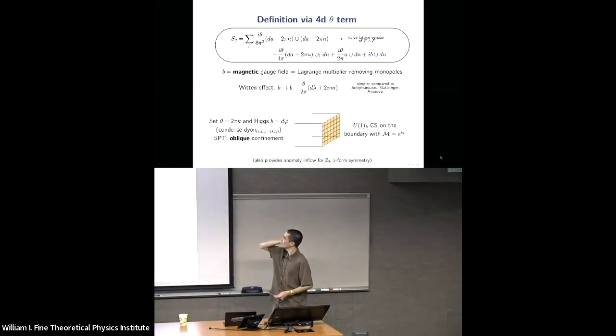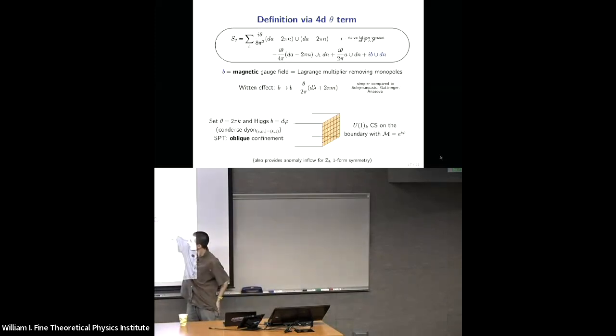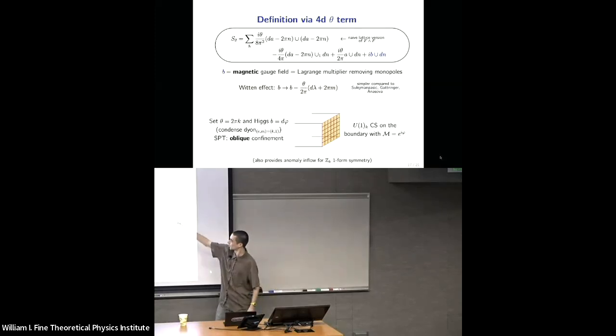Okay, so I just wanted to comment on the connection of this Chern-Simons construction to a new form of the 4D theta term, also in this modified Villain formulation. So this first line here is just the naive sort of discretization of F wedge F in the Villain formulation. And the second line involves the monopole. And this last term, again, is a Lagrange multiplier term.